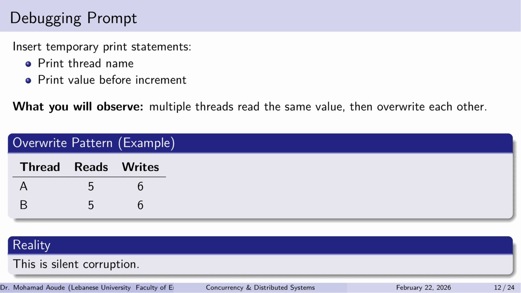Log before and after the critical operation. Run repeatedly. Race conditions are probabilistic. Print the thread name and the value before incrementing. You will see multiple threads reading the same value and overwriting each other.